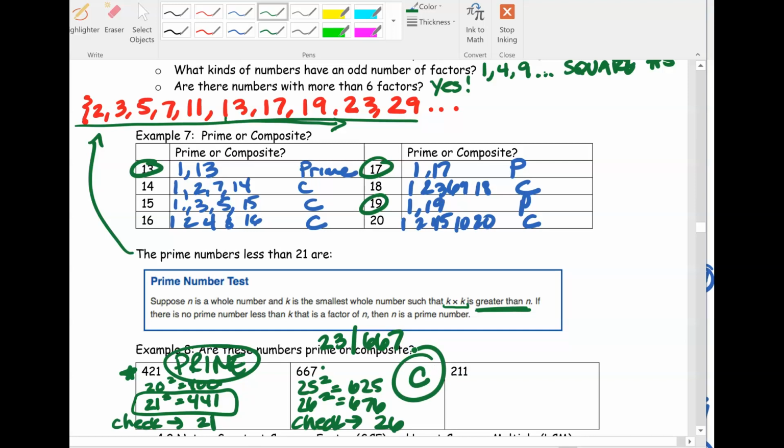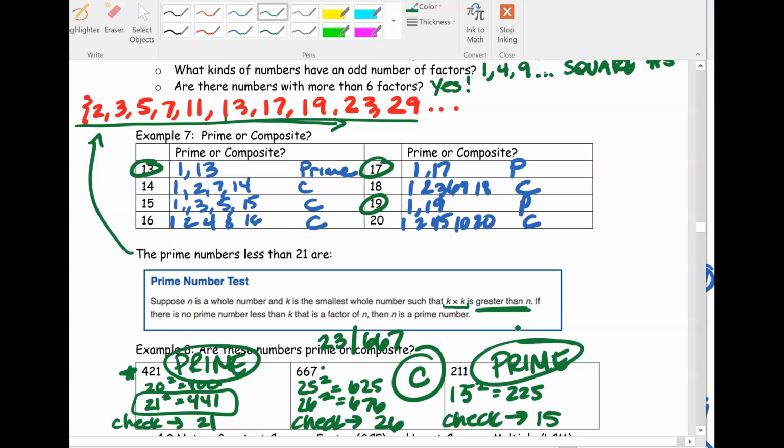And then last but not least, with 211, you could take the square root of 211 and it ends up being between 14 and 15. So 15 squared is 225. So it's just bigger than 211. So you're going to check all prime numbers up until 15. That would be actually up until 13 because 15 isn't prime. So you'll divide 211 by 2, 3, 5, 7, 11, and 13. None of those are actually going to work. So at that point, you can just say prime.